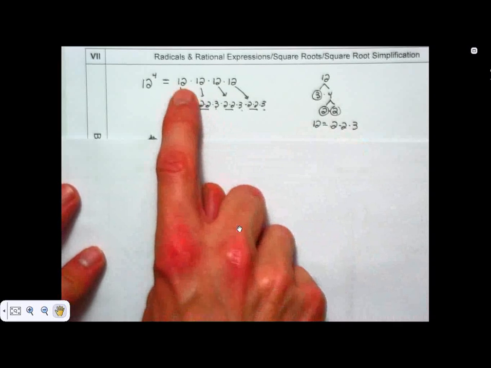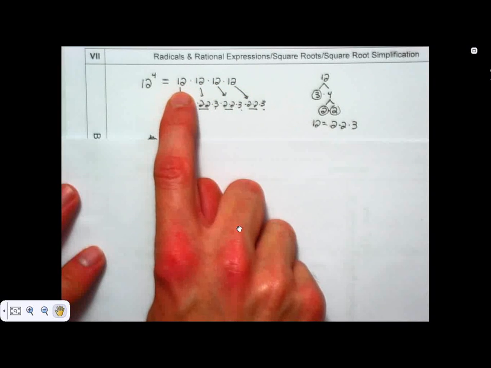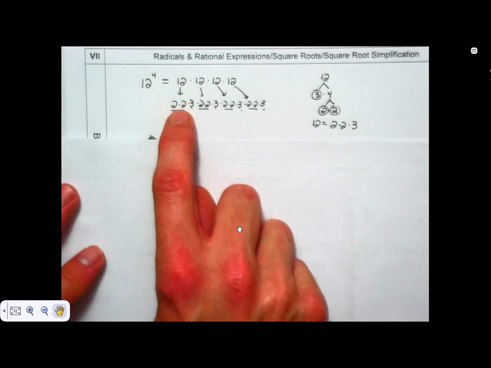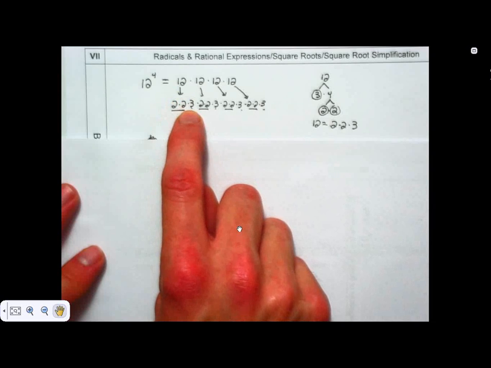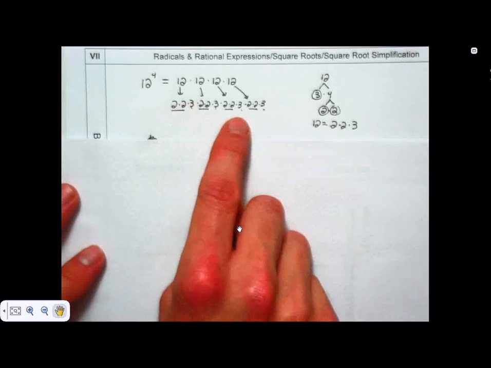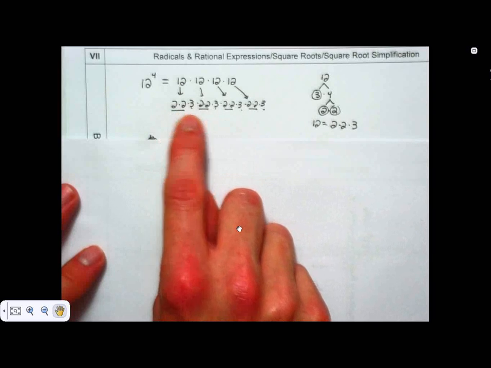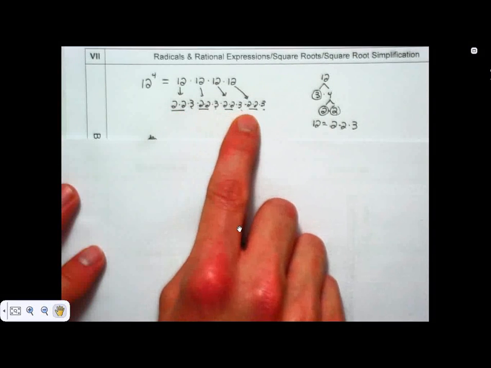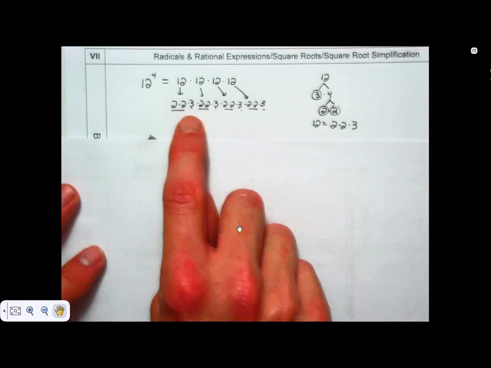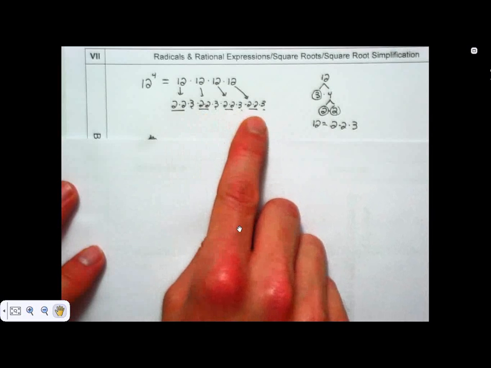So if I break each of my 4 factors of 12 into the smallest components, each of these 12s can be broken down into 2 factors of 2 and 1 factor of 3. Now let's count how many factors of 2 and how many factors of 3 we end up with. If we look at the factors of 2, I've got 2 factors of 2, 4 factors of 2, 6 factors of 2, 8 factors of 2. And I've got 1 factor of 3, 2 factors of 3, 3 factors of 3, and 4 factors of 3.